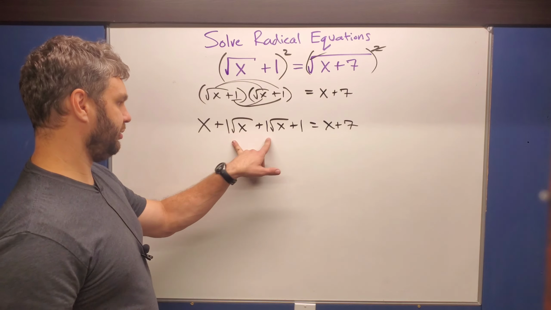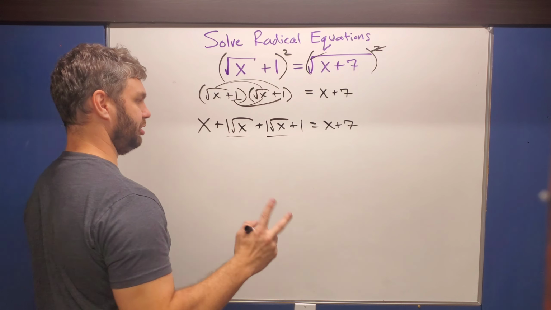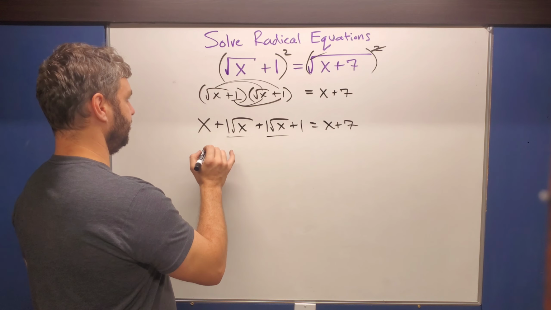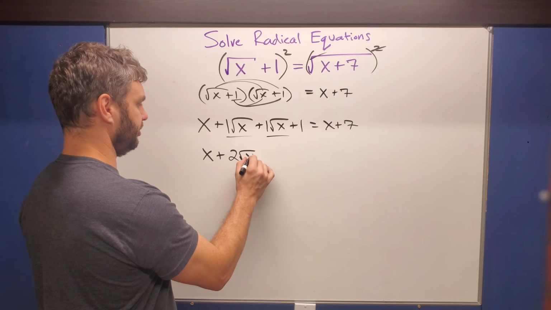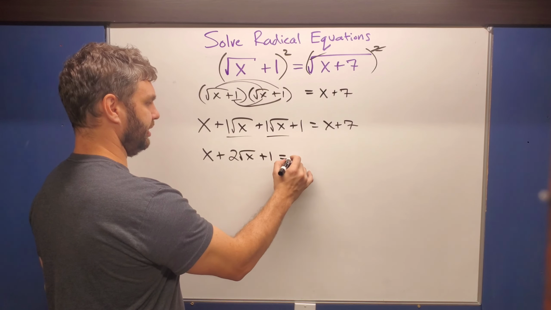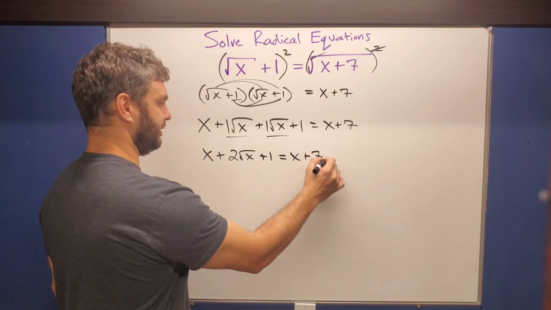Okay, why did I put those 1s in front? Because they can combine to give me 2 square roots of x. And I'm going to have x plus 2 square roots of x plus 1 equals x plus 7.